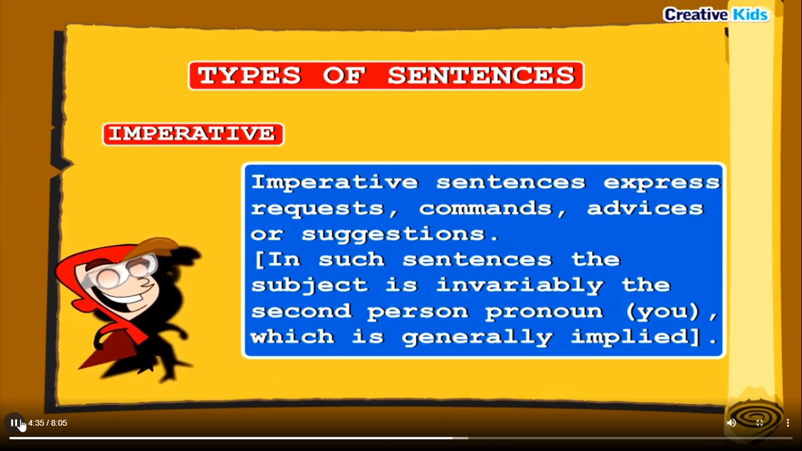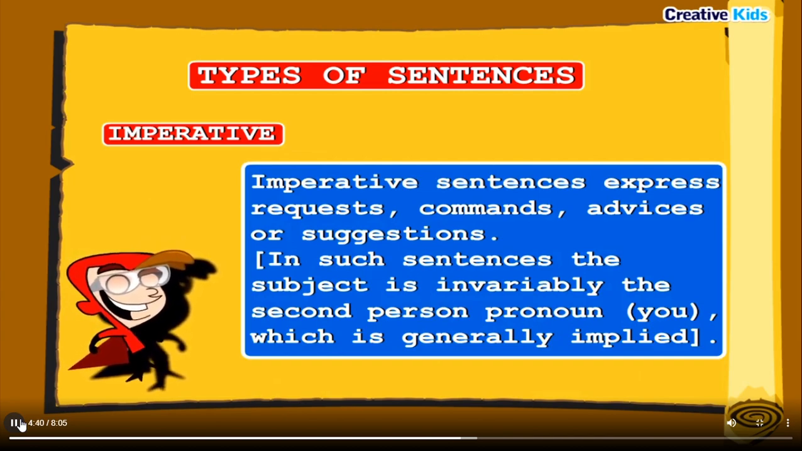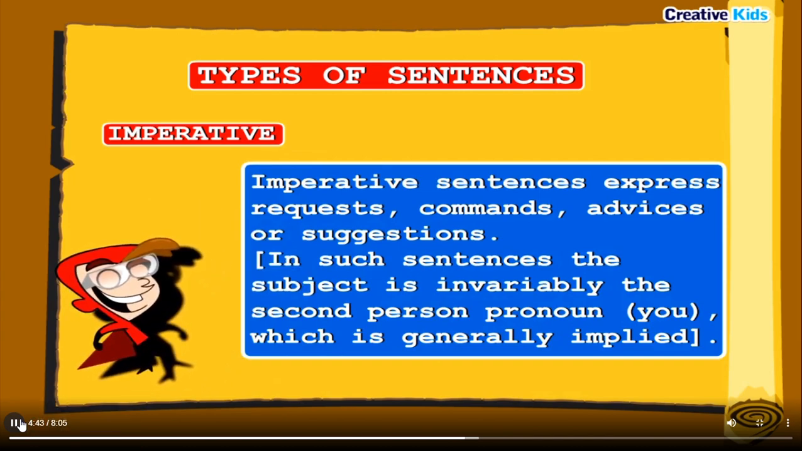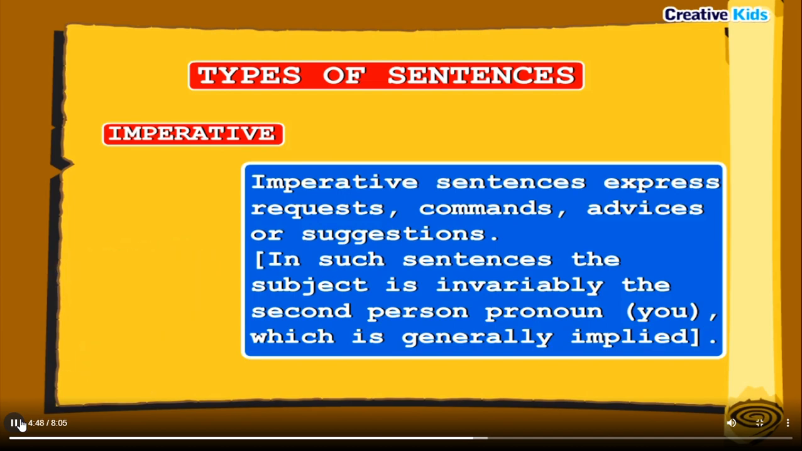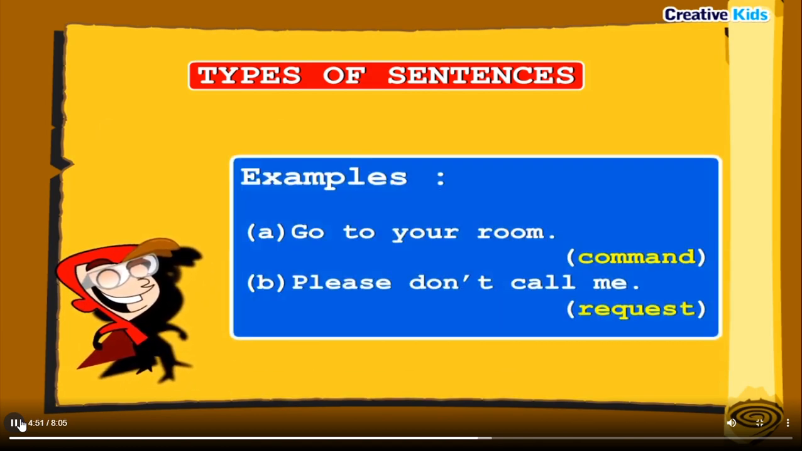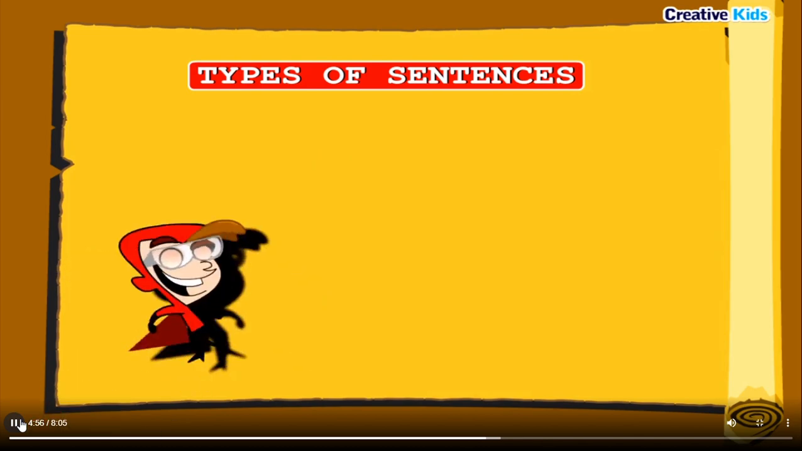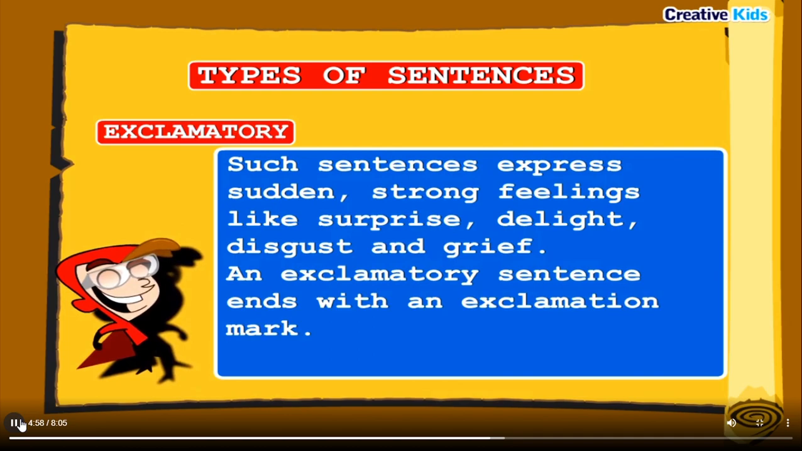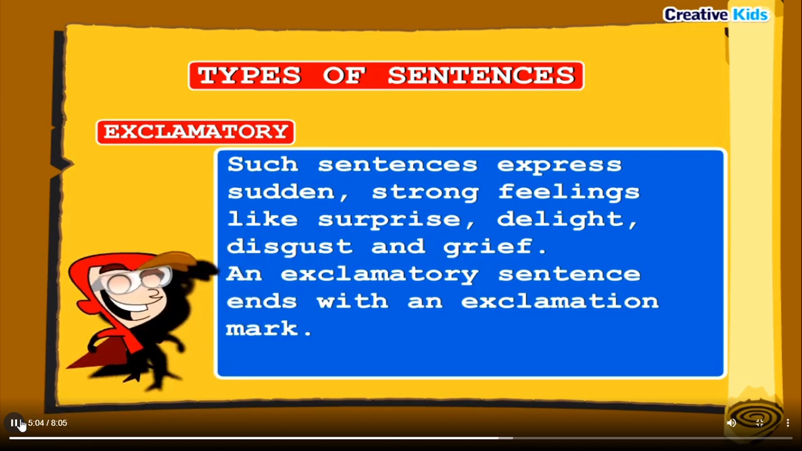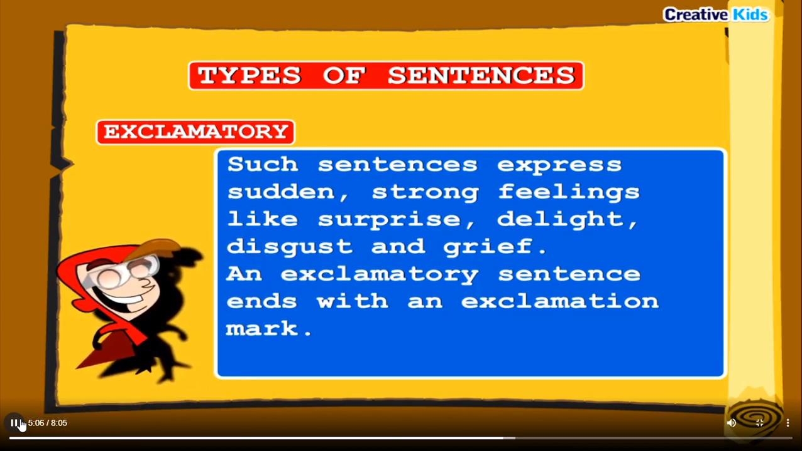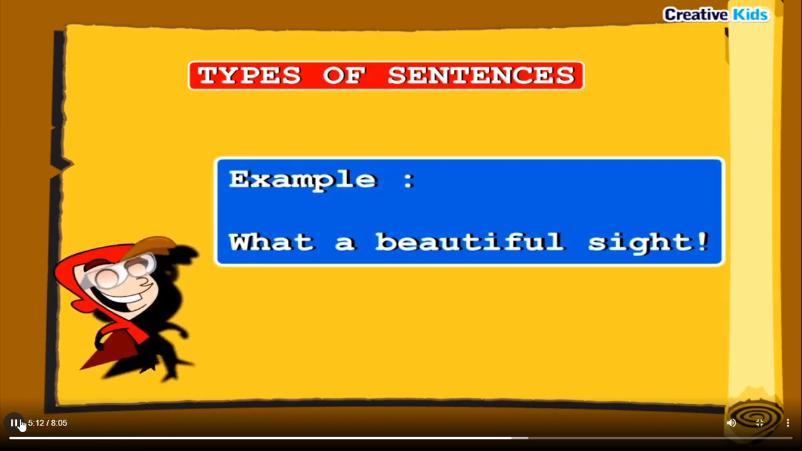Imperative. Imperative sentences express requests, commands, advices, or suggestions. In such sentences, the subject is invariably the second person pronoun, you, which is generally implied. Examples: Go to your room. Command. Please don't call me. Request. Exclamatory. Such sentences express sudden strong feelings like surprise, delight, disgust, and grief. An exclamatory sentence ends with an exclamation mark. Example: What a beautiful sight!